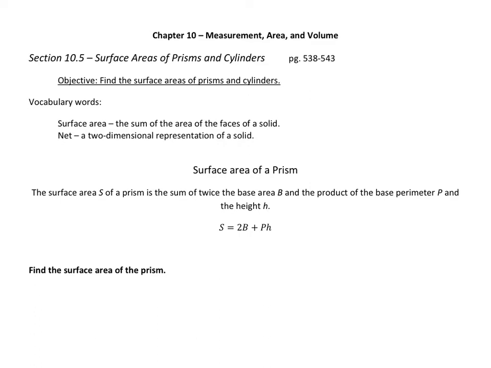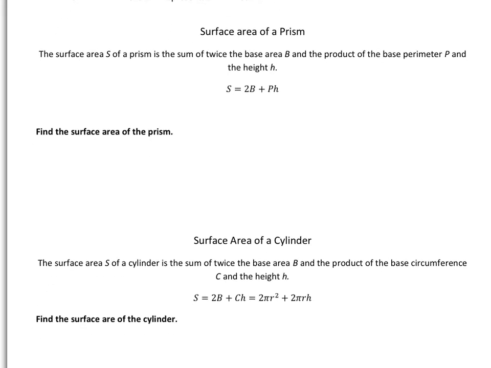So the first one we're going to look at is how to find the surface area of a prism, and we call surface area S. Whenever we're talking about area, we use A, volume V, so surface area is going to be S. To find the surface area of a prism, we are going to take the sum of twice the base area and the product of the base perimeter and the height.